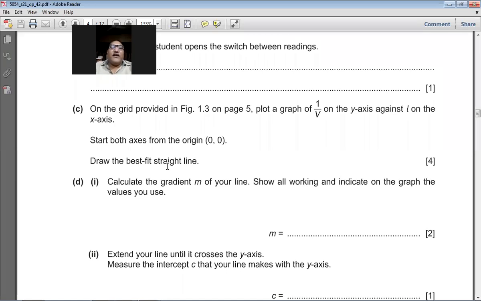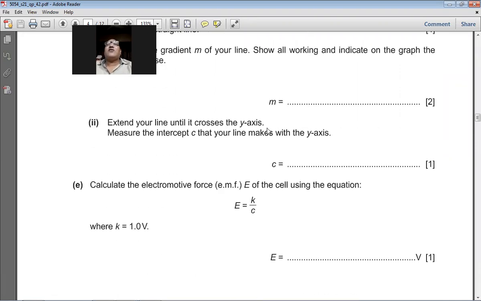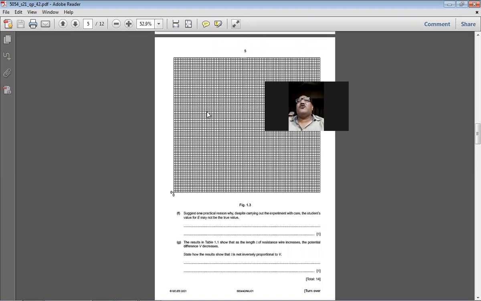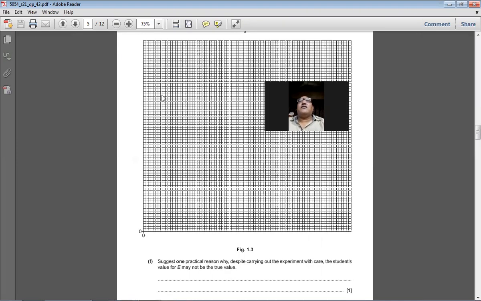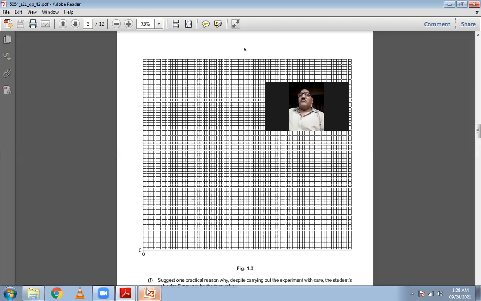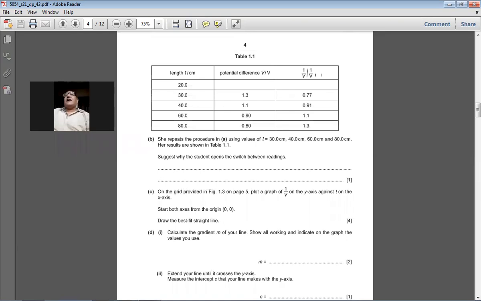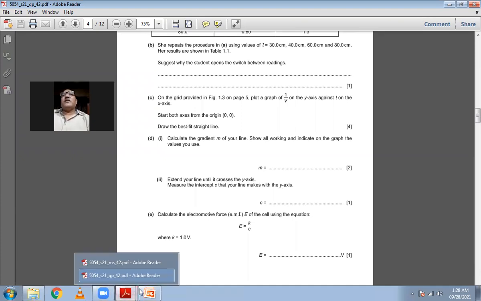So what we will do here: I have to draw a graph of 1 by V on the y-axis and L on the x-axis. Let me show you. This is the grid on page number 5. Let me increase the size so you can see it clearly. On the x-axis, we have to take the length, and the maximum length available is up to 80 centimeters. And for the values of V, we have 0.71, 0.77, 0.91, 1.1, 1.3. So I will choose a suitable scale and then plot it.